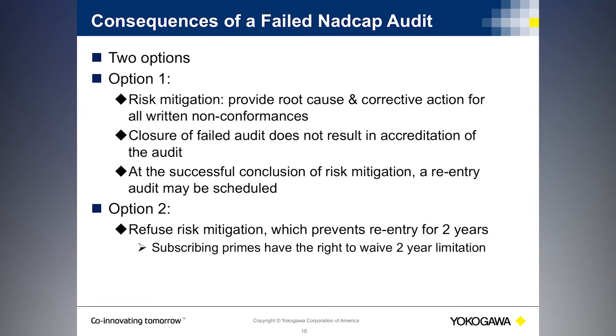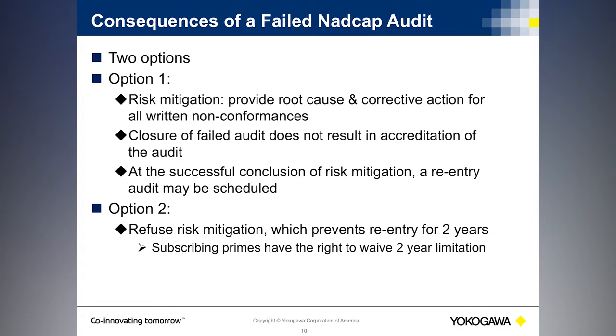Originally, this was set up to be done with the aerospace primes. During the last October meeting, they have now relinquished the risk mitigation back to the staff engineers, who will close out your audit. The closure of this failed audit by risk mitigation does not grant you accreditation. Once you're done with the risk mitigation process, it will allow you to go for a re-entry audit, which may be rescheduled after it's closed out.